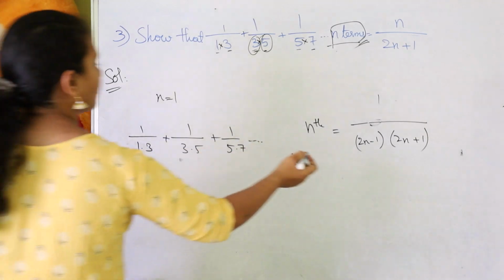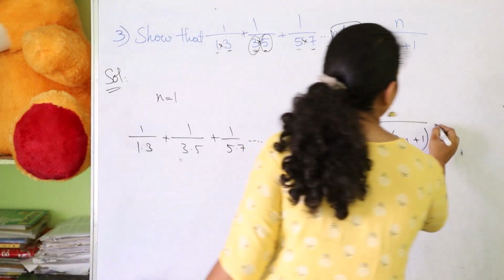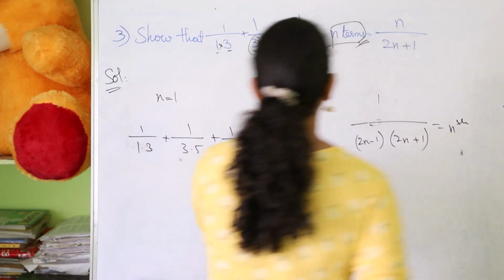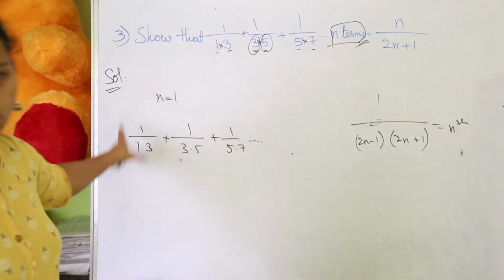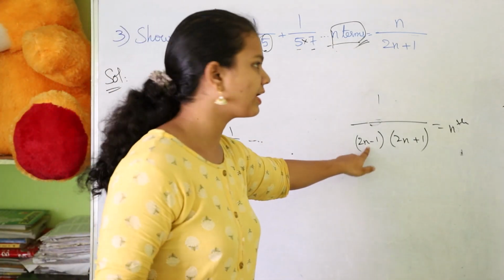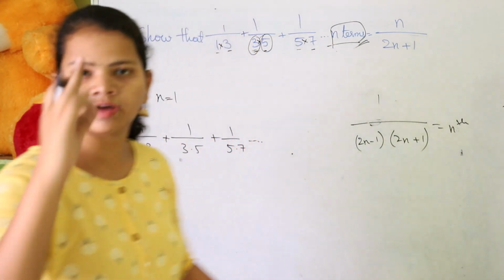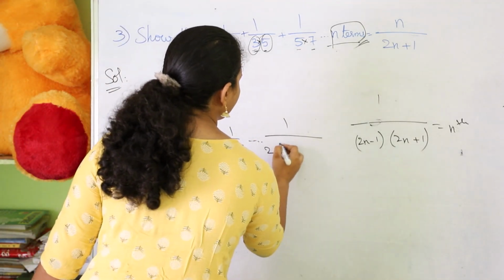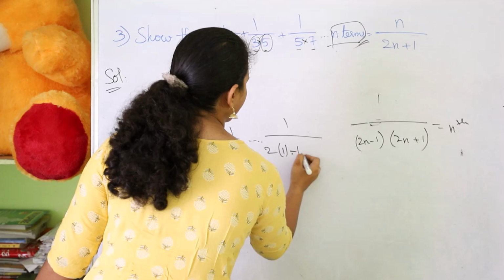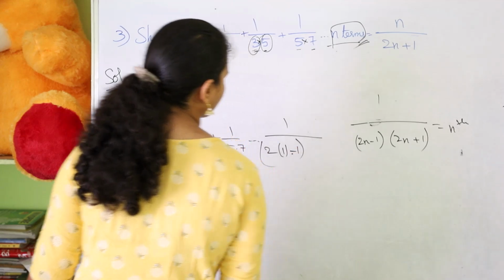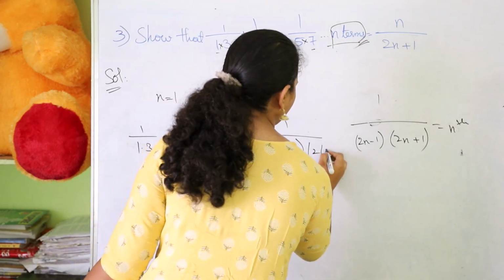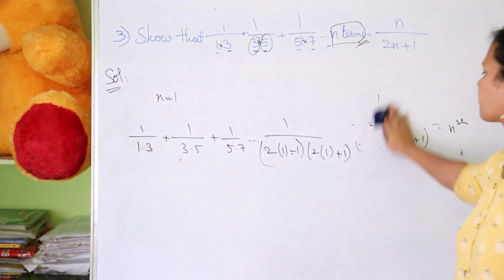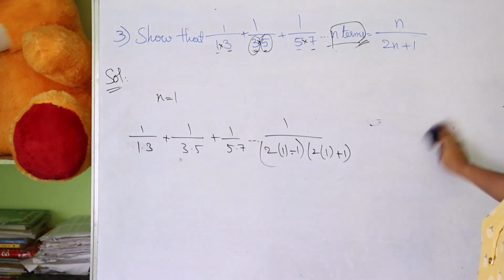This is the n value that I got. But instead of n, substitute 1 in the place of n. So here I got n, and you substitute 1 in the place of n. So here it is 1 by 2 into 1 minus 1, and again into 2 into 1 plus 1. Are you getting it? 2 into 1 minus 1, 2 into 1 plus 1.